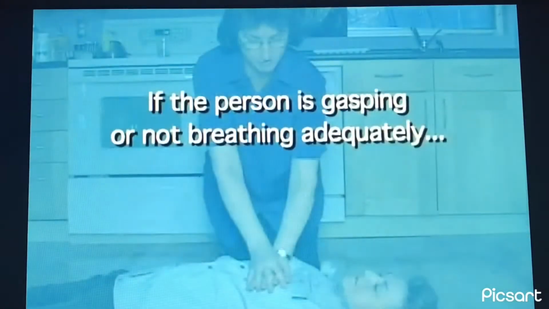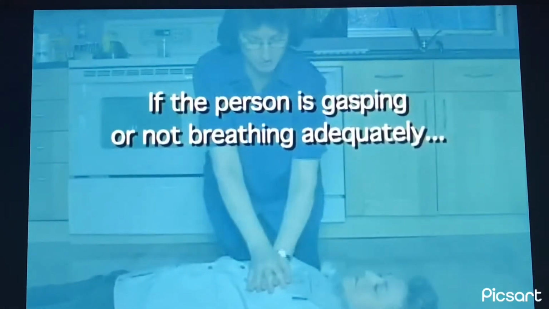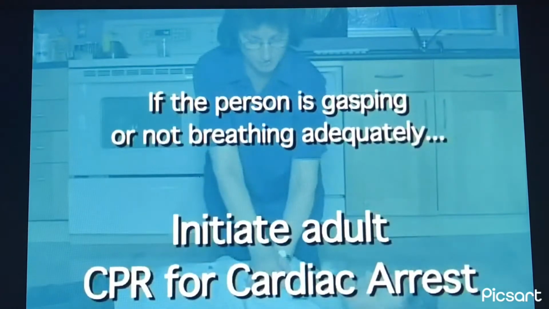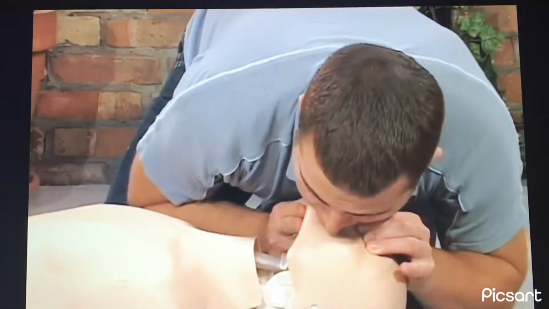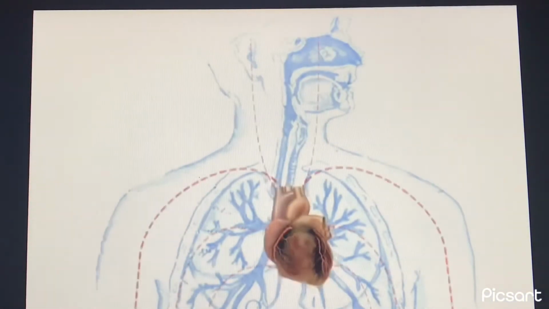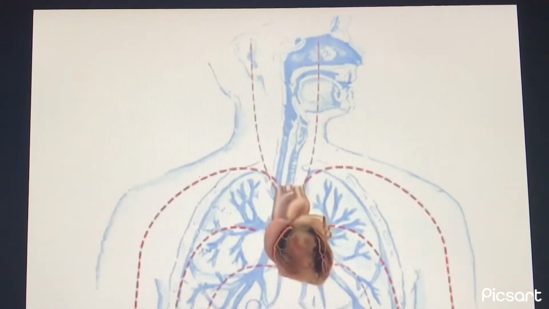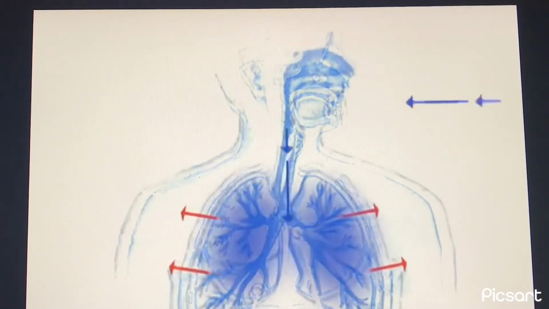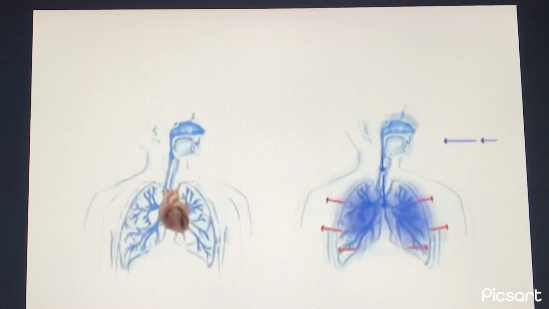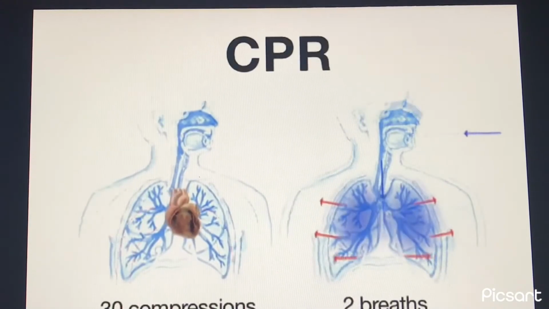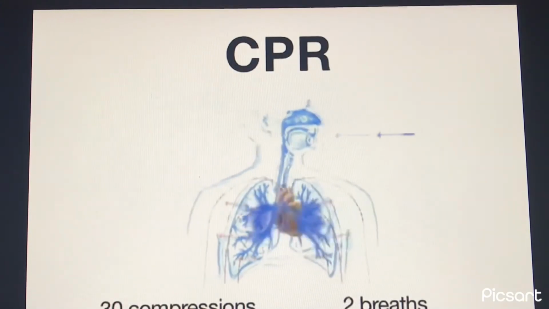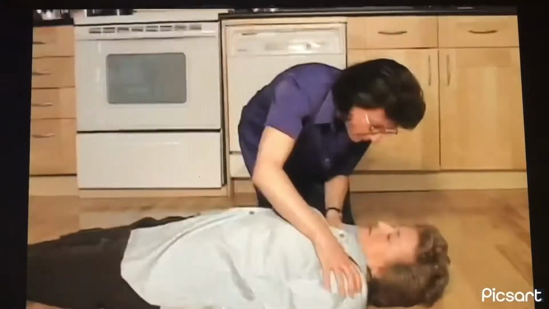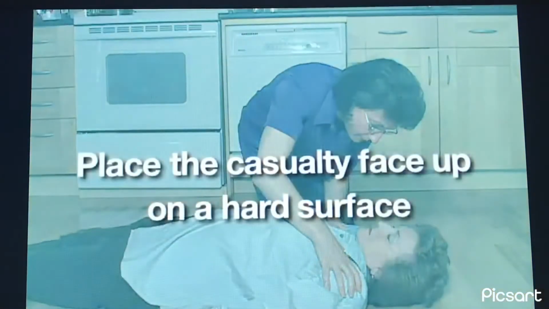If the person is gasping or not breathing adequately, initiate adult CPR for cardiac arrest. When doing chest compressions, you push the blood in and out of the heart, circulating it around the body. When giving breaths, you are providing the casualty with oxygen. When you alternate between chest compressions and breaths, you are performing CPR and you are helping to keep the person alive. To do CPR, place the casualty face up on a hard surface.